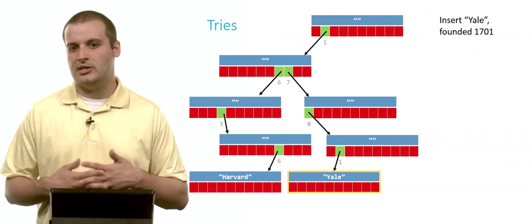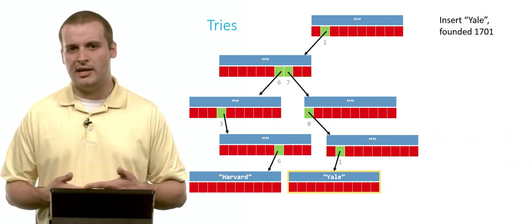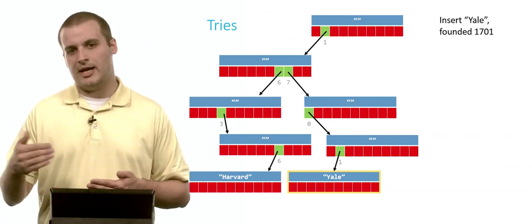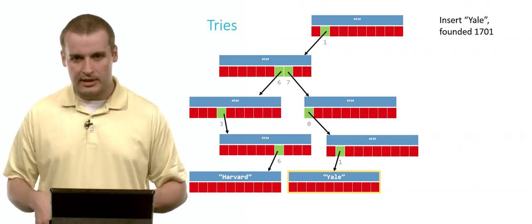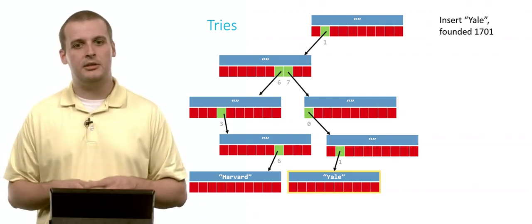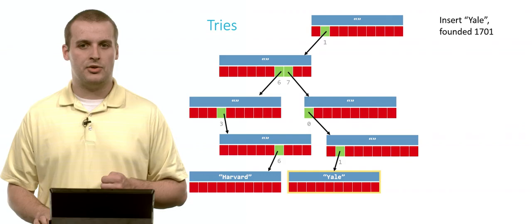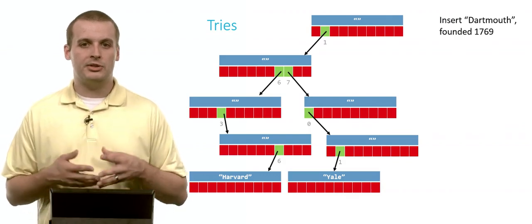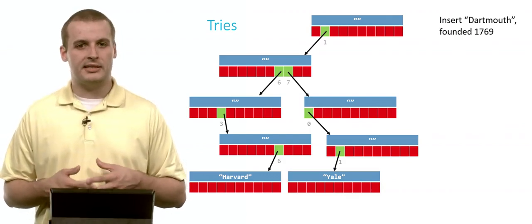And so now if I ever need to see if Yale is in this trie, I start at the root, I go down 1701 and look down, and if I see Yale spray painted onto the ground, then I know Yale exists in this trie. Let's do one more. Let's insert Dartmouth into this trie, which is founded in 1769.